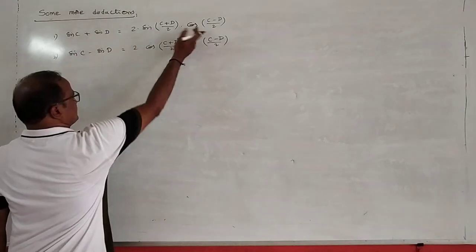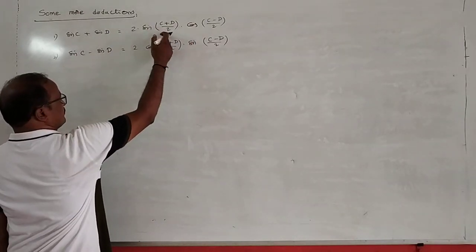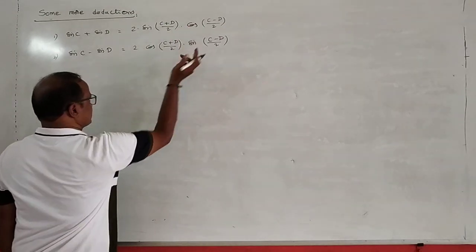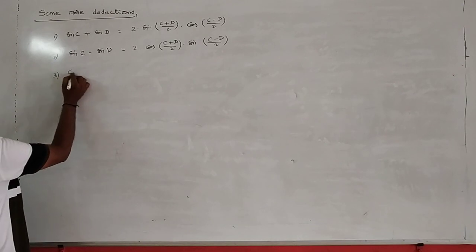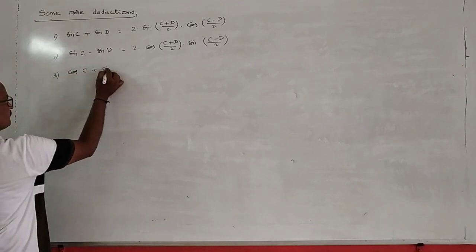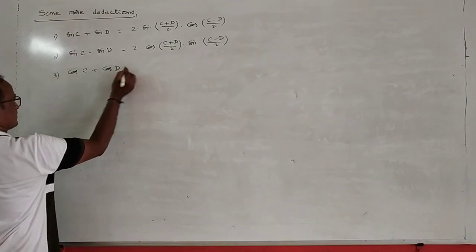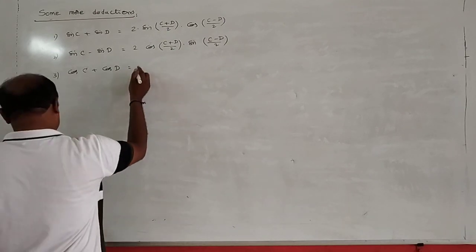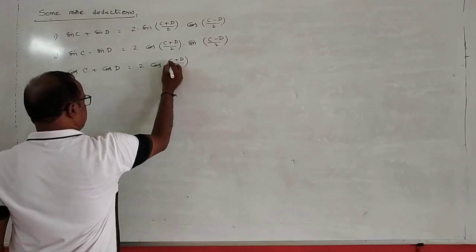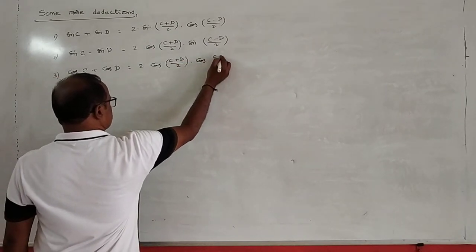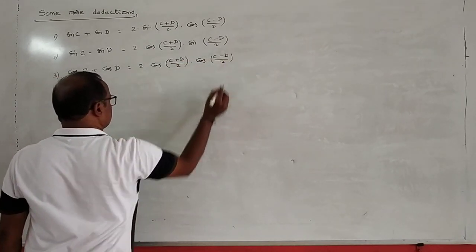Here the only change is in the functions: sin (C plus B by 2), cos (C plus B by 2). And third one, cos C plus cos B is equal to 2 cos (C plus B by 2) into cos (C minus B by 2).